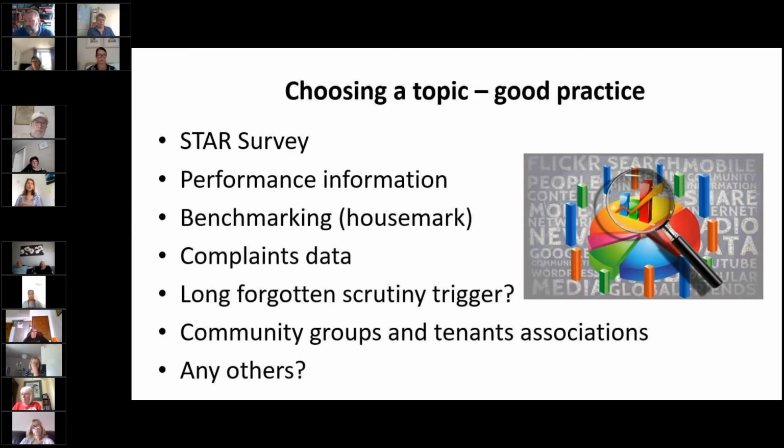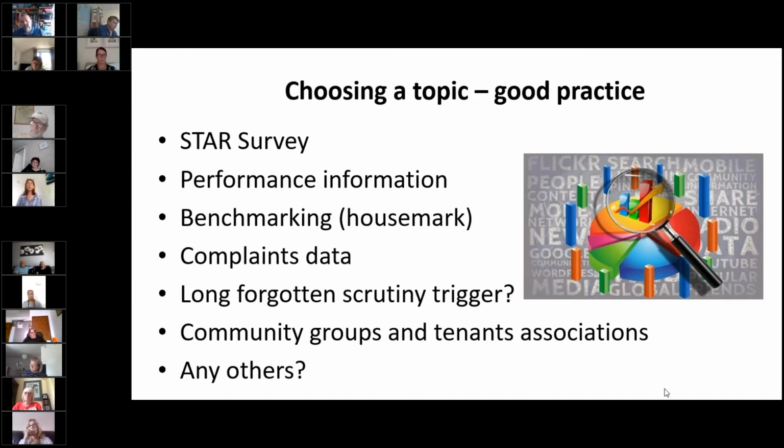There used to be a thing called scrutiny trigger. Maybe people who've been around a long time, like me, in scrutiny, can remember this. This was the idea that if you had a group of tenants that actually wanted to trigger a review, so many had to come together and register that. And once they've done that, that would trigger a review that you could take and make happen within the scrutiny group or the scrutiny panel.